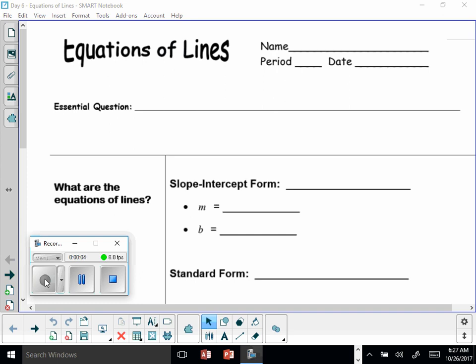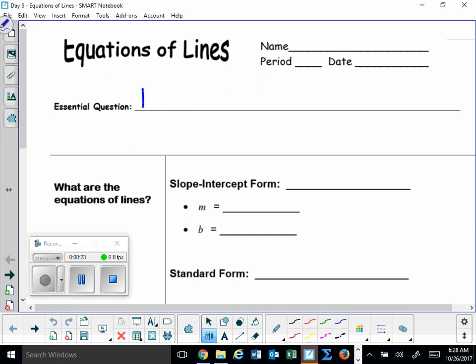Now let's talk about equations of lines. Again, this is a review from Algebra 1, but this is going to show up on your unit exam. It's going to show up on the SOL, and you're going to see it again in Algebra 2. We have to be able to describe lines algebraically. Our essential question is, how do I write equations of lines?